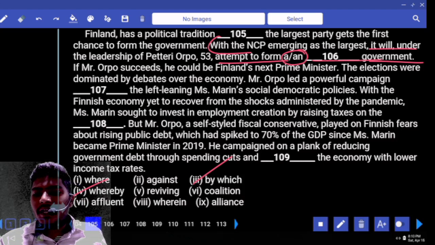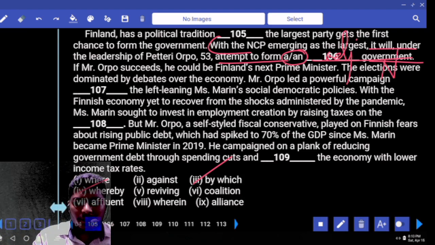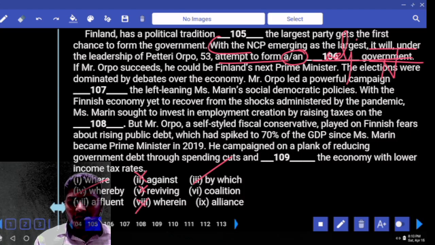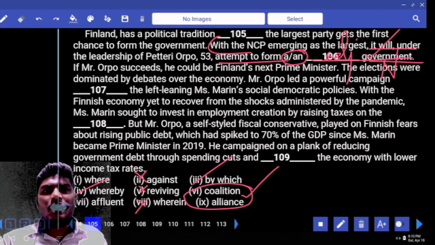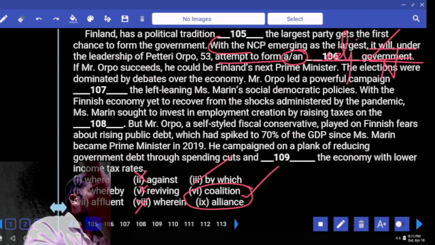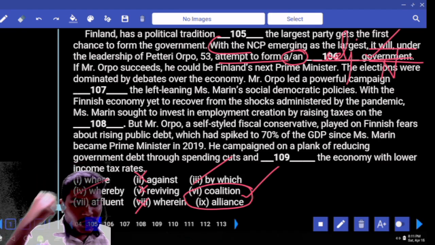Now when the combination government is there, we can use adjective or compound noun. Tell me which is possible. Against not possible, reviving not possible, wherein not possible. What is possible here? Coalition and alliance. Coalition and alliance government in the sense it takes the help of other people and forms the government. This fellow is forming a new government.